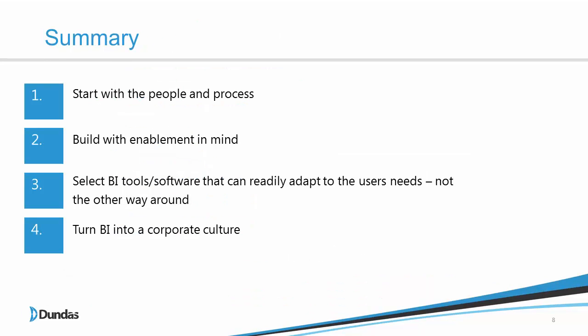So in summary, we need to start with the people and process, not the tools. A lot of people start with the tools before they consider the people in the process. I've seen this many times. And when they don't start with the people and process, their failure rates go way up. Build with enablement in mind. So this intention makes a big difference on people's adoption of these tools.